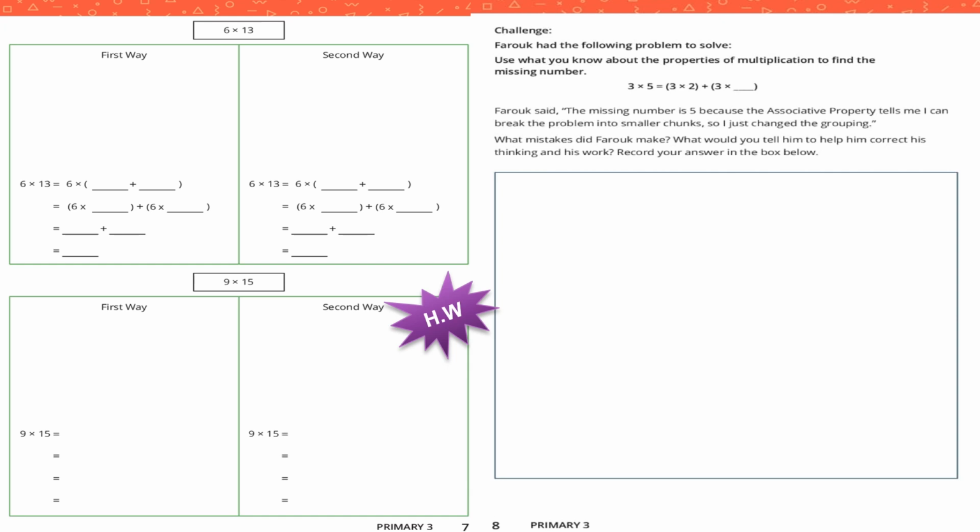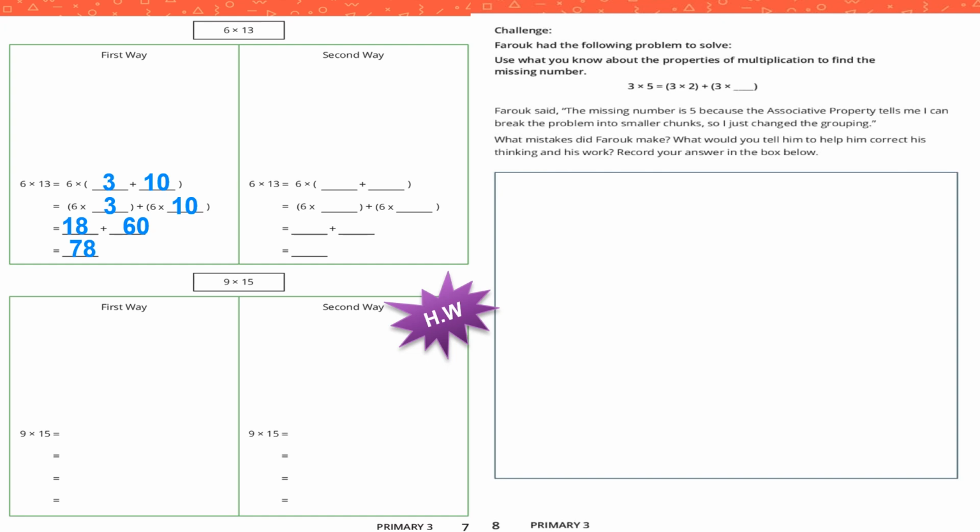The next example, 6 times 13. Here we will split this 13 into 3 and 10, 3 plus 10. Then distribute this 6 one time with 3 and one time with 10. 6 times 3 equals 18. 6 times 10 equals 60. 18 plus 60, 8 plus 0, 8. 6 plus 1, 7. So it's 78.